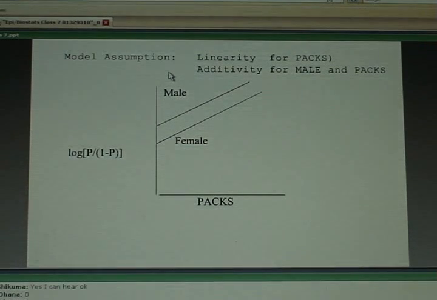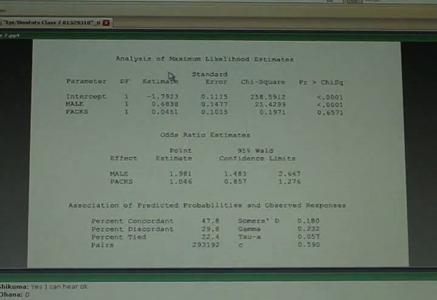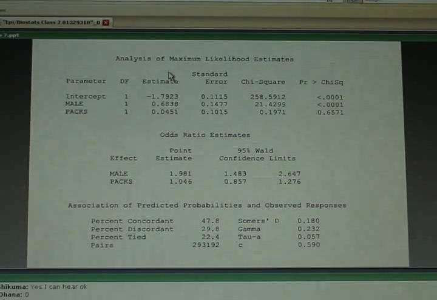Well, that's what this number 0.6838 is. It's the gap between those two lines. We know mathematically that's the log odds ratio. That corresponds to an odds ratio of 1.98. What the model is assuming is something different from what stratification does.